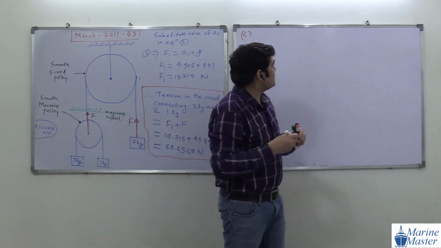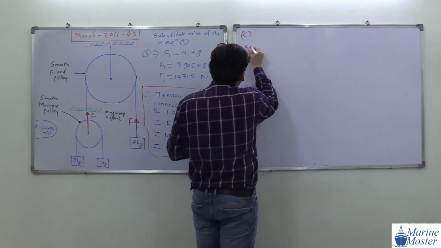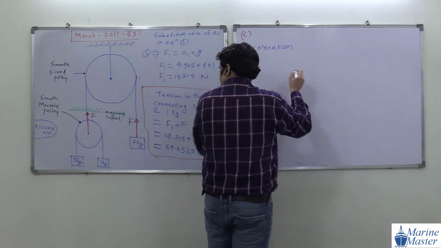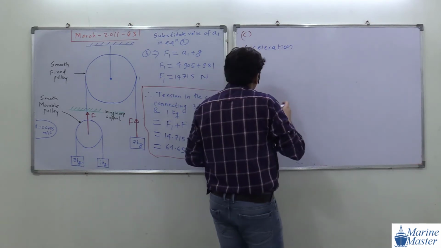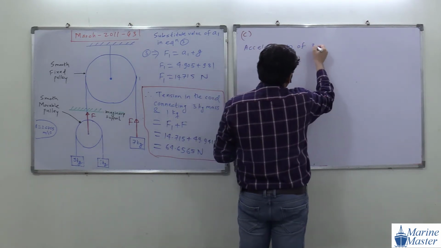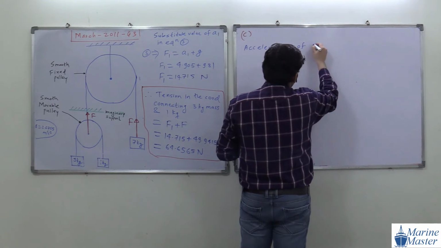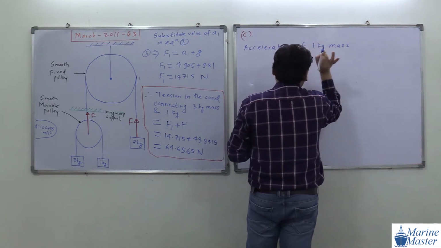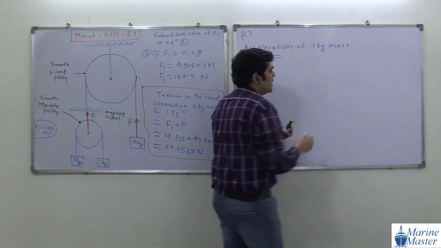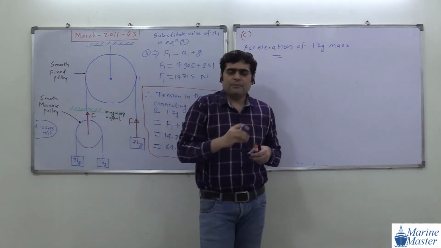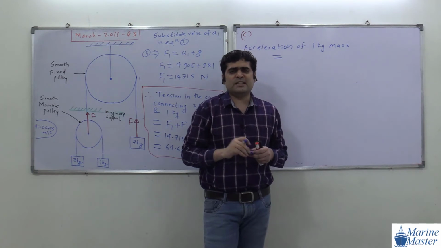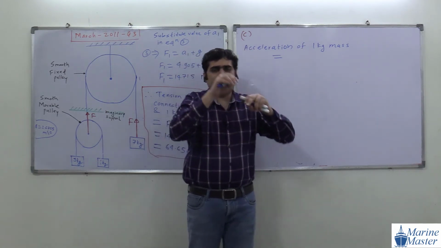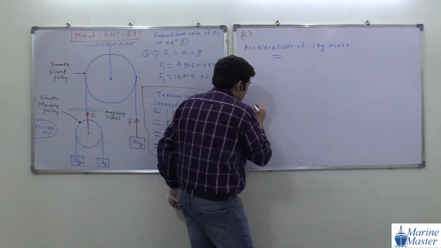So our C part is what? First of all, I am going to calculate the acceleration of the 1 kg mass. Before calculating the acceleration of the 1 kg mass, I am going to give one example of an escalator, where I am riding in that escalator. See, this is what an escalator is.